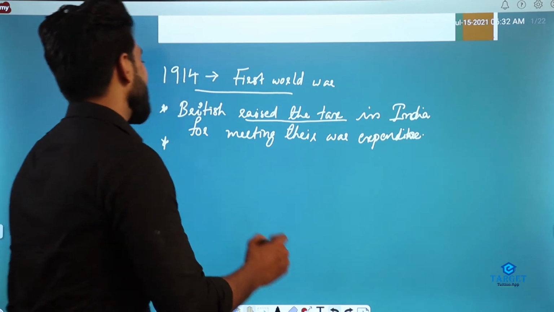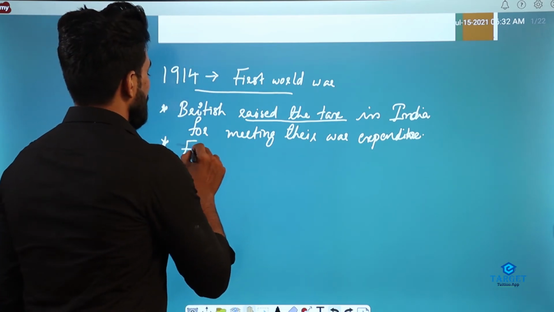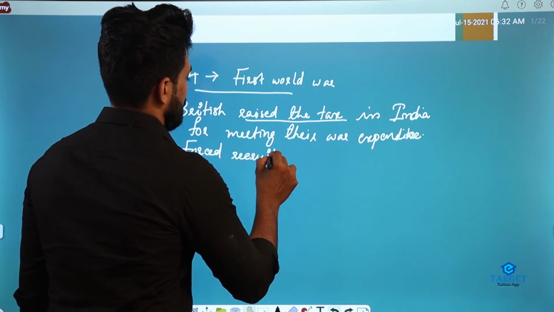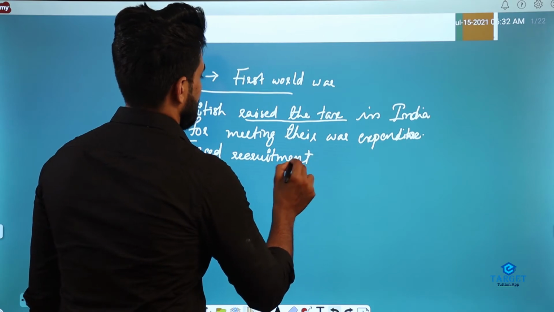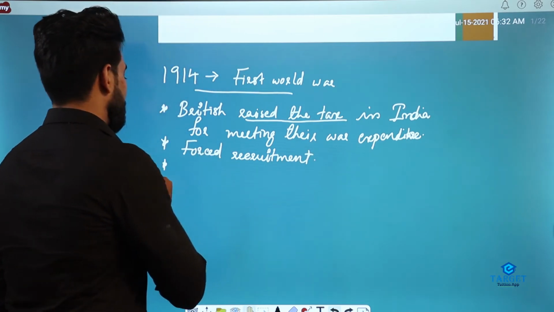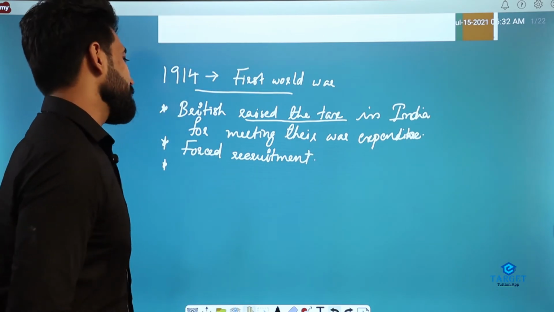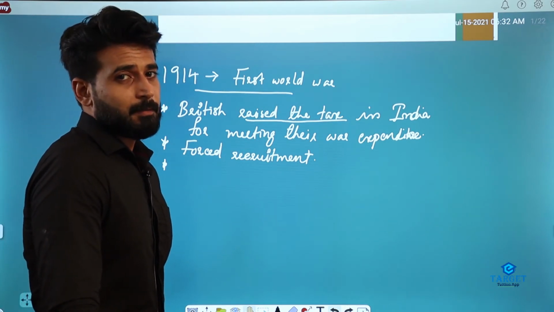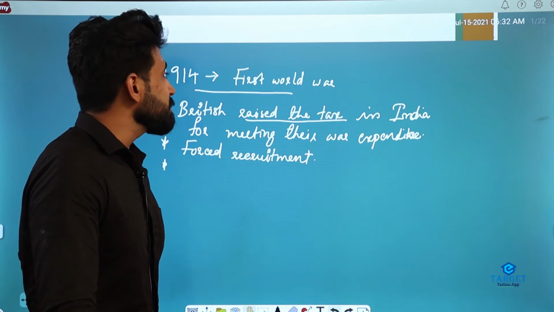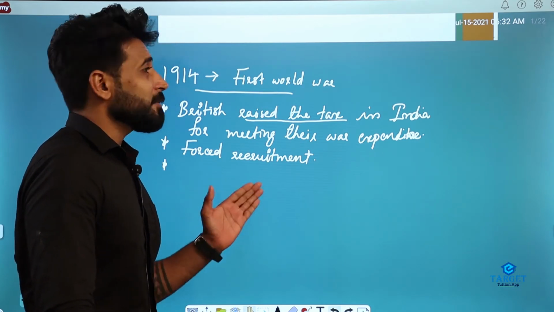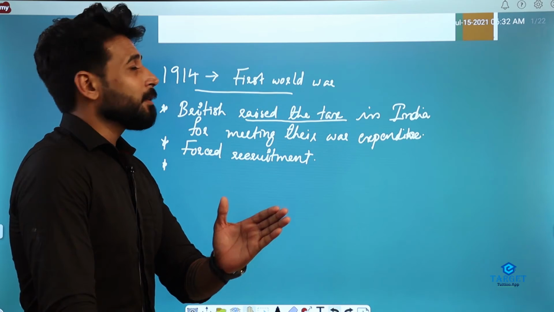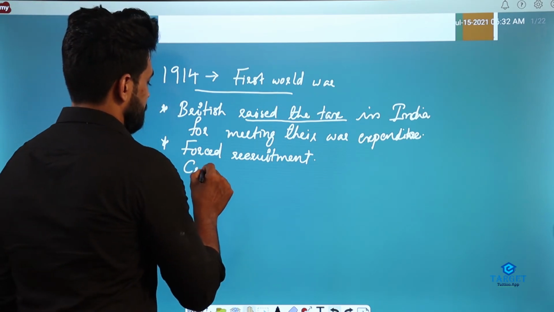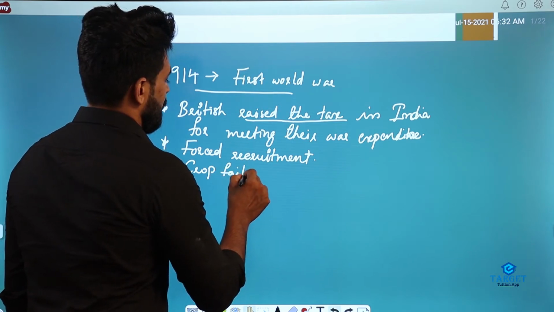So, the next problem that India faced was forced recruitment. Okay. Then, another thing that happened in India at this time was India had a lot of crop failures. That is, our agriculture at this period between 1940 and 1920, the crops started to fail. Okay, crop failures.